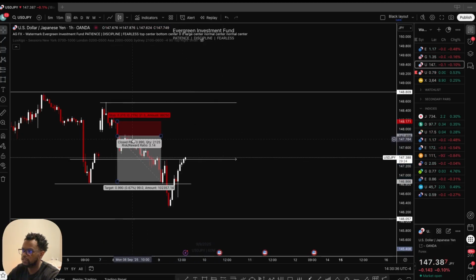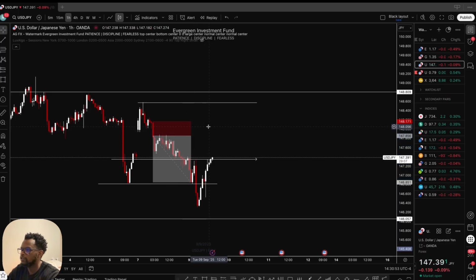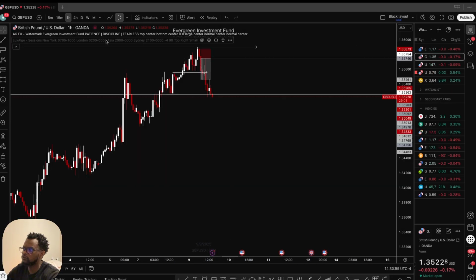So price traded into this level, and I had to hold it overnight, and then obviously when I woke up, price had already hit my TP. So this was a nice 3.2% trade, which was a good return. And then I want to take it through to the one I took today, right?